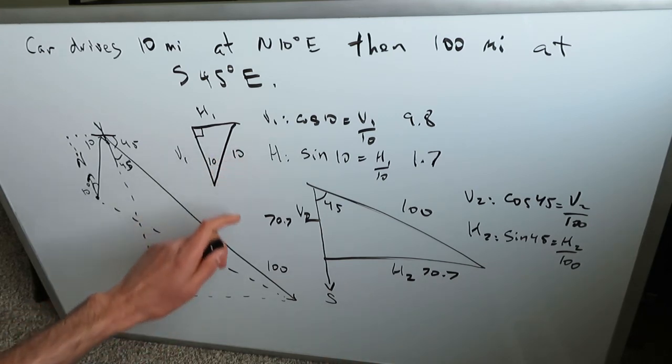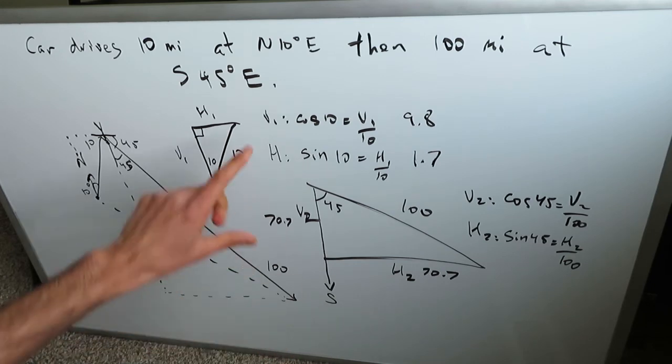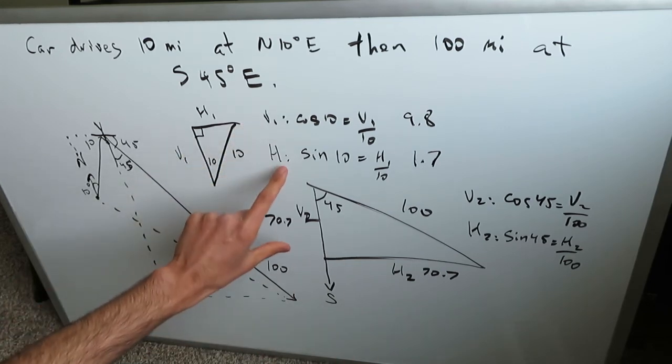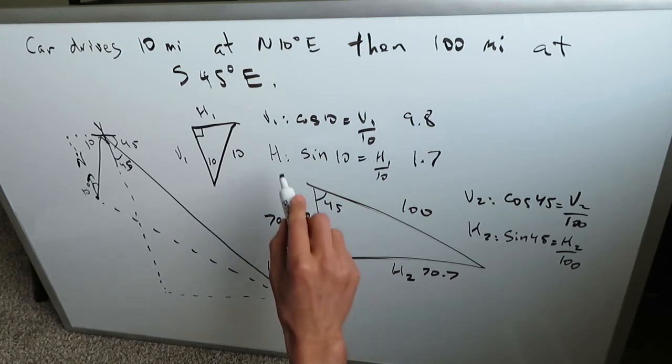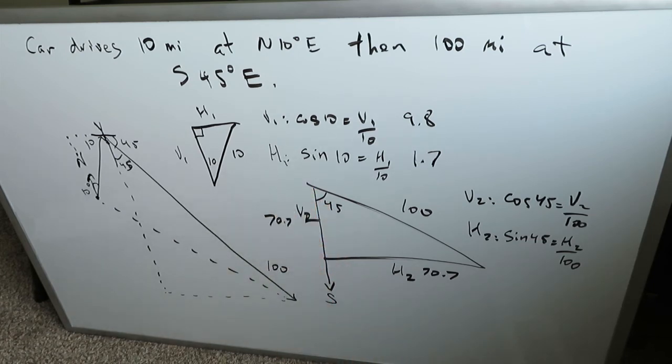Now look over here. We've got collinear vectors. V1 and V2 are collinear. H1 and H2 are collinear. You just have to determine: are these collinear vectors going to add with each other, or are they going to subtract from each other? Well, let's look.